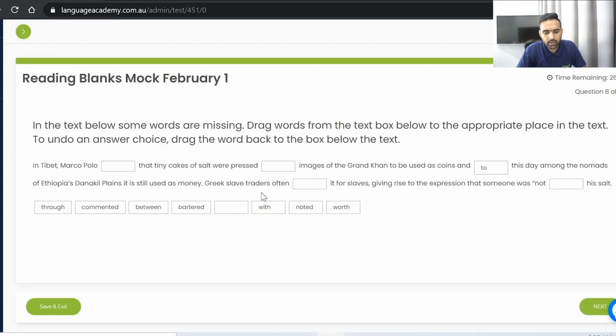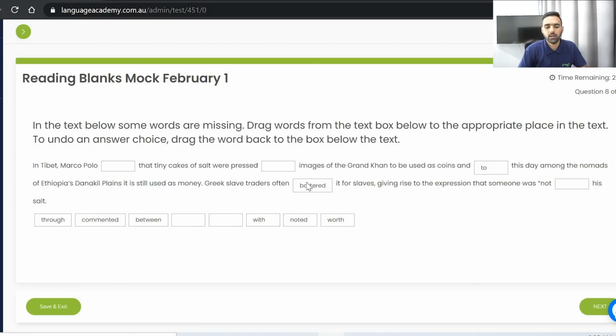Then, Greek slave traders often dash it for slaves. What will traders do? Traders will not comment. Traders will barter. Barter means exchange. Barter system is where you exchange one thing for another. Greek slave traders often bartered it for slaves, giving rise to the expression that someone was not dash his salt. You are not worth it. You are not worth the money. Your service is not worth the money. Your video is worth the views. Alright. Giving rise to the expression that someone was not worth his salt. Not worth or worth it, you always say.